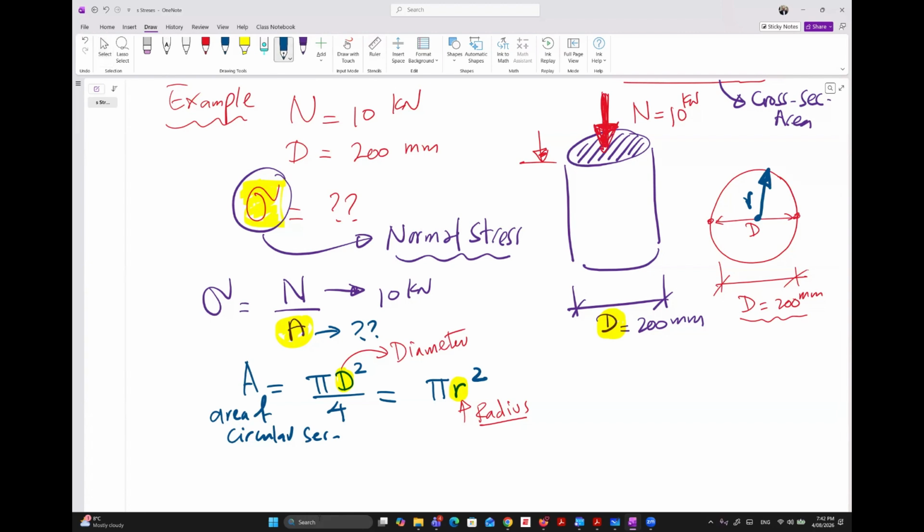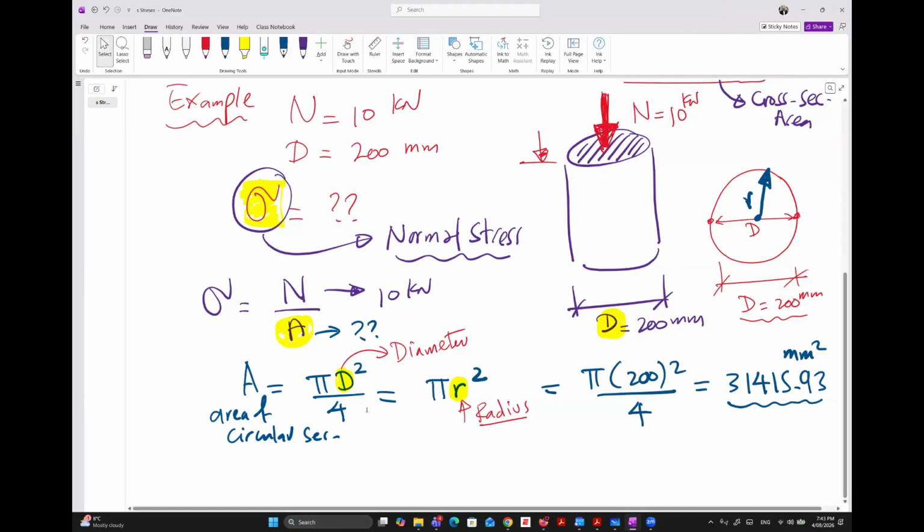Okay, so now what is the area? Pi times 200 squared divided by 4, which gives us a value of 31,415.93 millimeter square, if it is rounded to two decimal places. So this is the area.